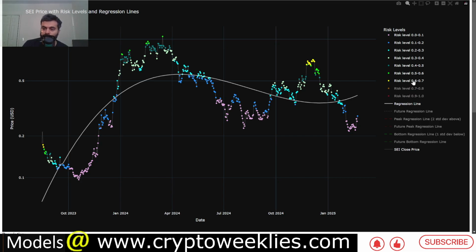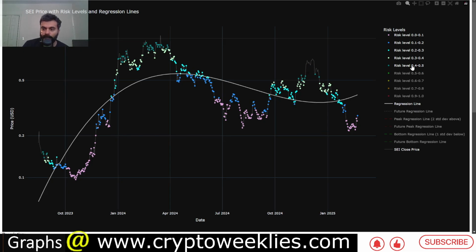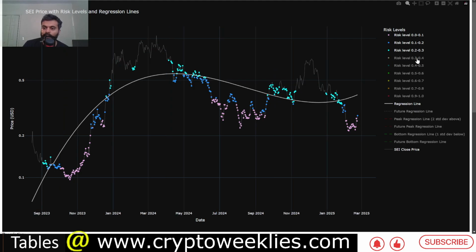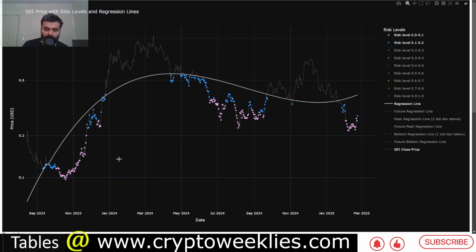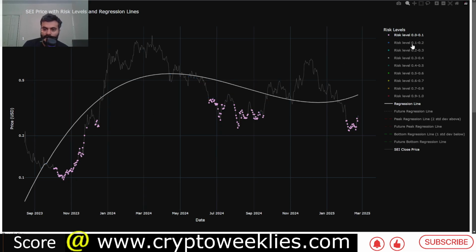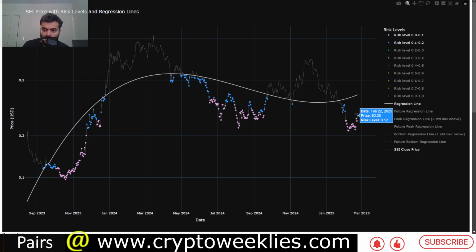Again you can see the risk levels, and the price color coded with the risk levels has a dual utility. First, to identify the bottoms. So for example, the hypothesis being only to DCA when the risk levels are less than 10%. Again, today is one of those days. Day before yesterday was one of those days. Today it's slightly higher than 10%, at around 12% risk at 28 cents price, and the fair value being at around 40 cents.